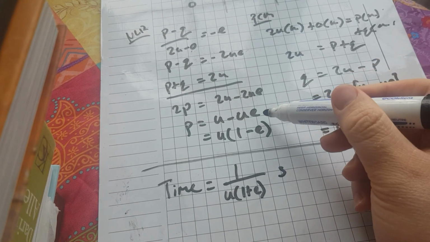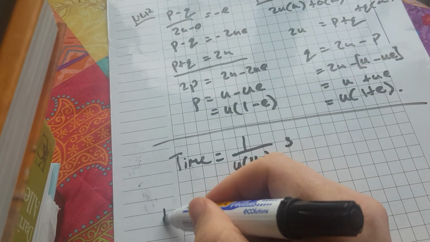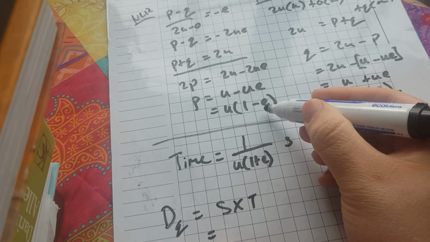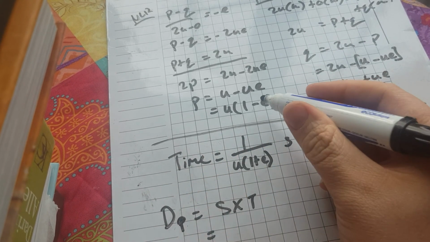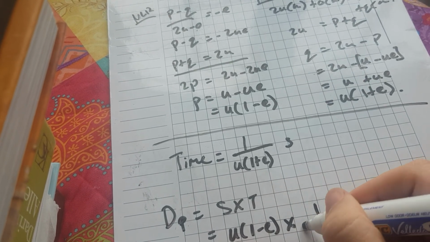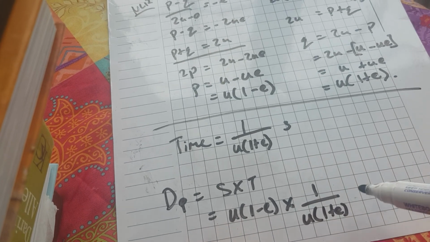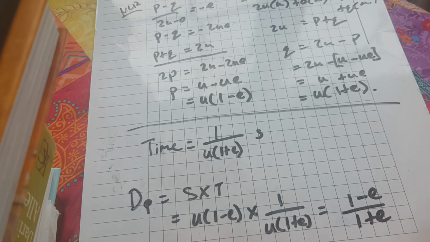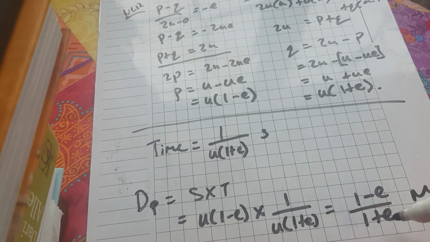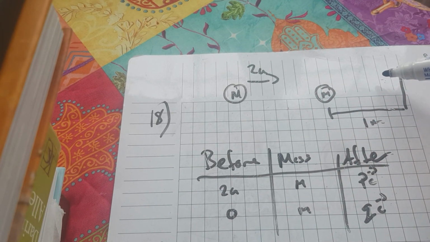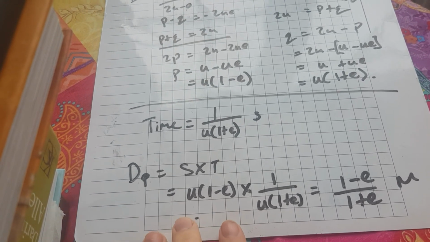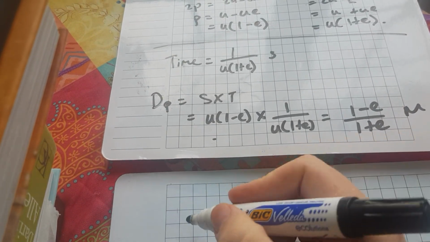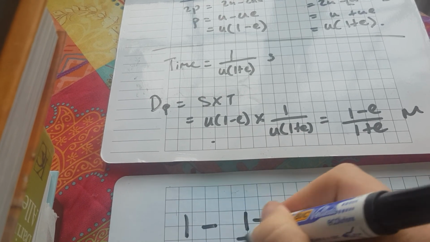Now, the distance traveled by this sphere in that time, the distance of p, okay, is speed times time. Now, the speed of this p is u by 1 minus e, times 1 over u(1 plus e). Okay, u goes into u, and I'm left with 1 minus e over 1 plus e. That's how far, in meters, this sphere here has moved in this direction since the collision. Okay, now, how far from the wall is that? Well, the wall is 1 meter from the collision, so it's 1 meter take away 1 minus e over 1 plus e.